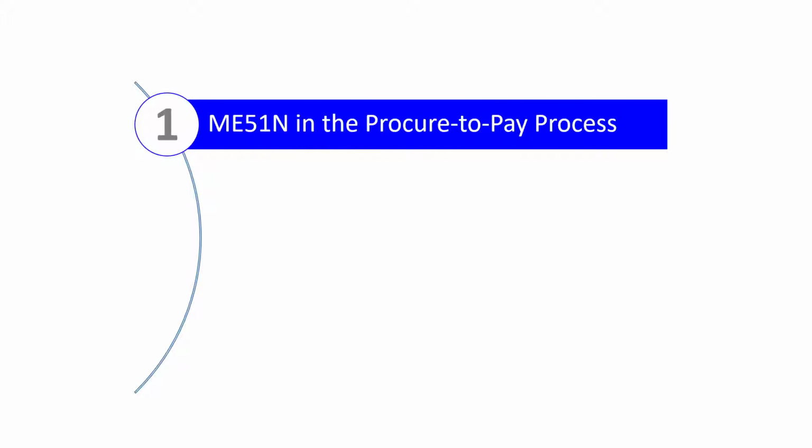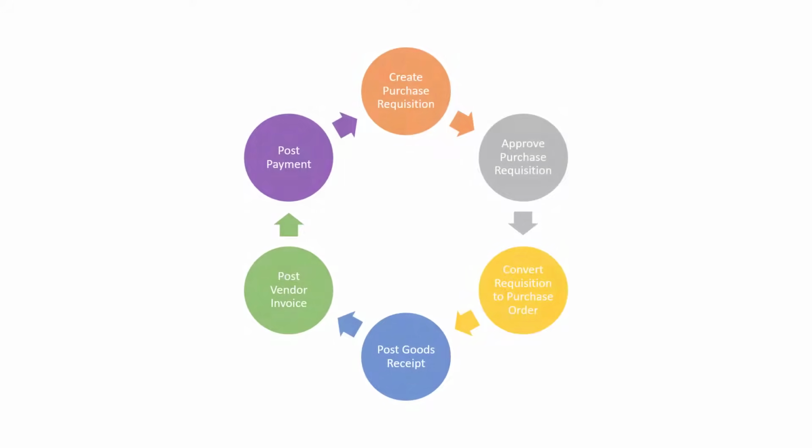Let's begin with where transaction ME51N fits in the Procure-to-Pay process. Transaction ME51N is used to create a purchase requisition. It's the first step in the Procure-to-Pay process, assuming the required vendor has been created. Purchase requisitions can usually be created by any staff member. However, in some organizations, procurement is centralized, and the purchase requisitions are created by the Procurement department.